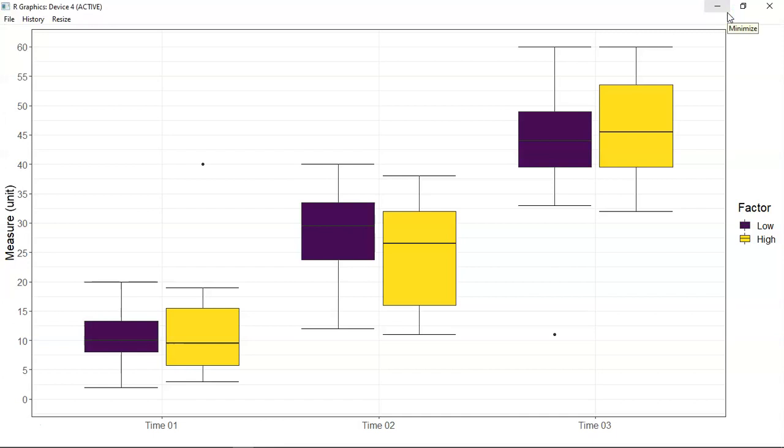It's nice and clear. What we can see is that there's an increase in the measurement over time. The increase in the measurement over time seems to be quite consistent with respect to the factor, whether you're at the low setting or the high setting. That's what we would see here. Obviously we also have these outliers, which is something that's always worth exploring, and that's something I'll finish up this video with as well.